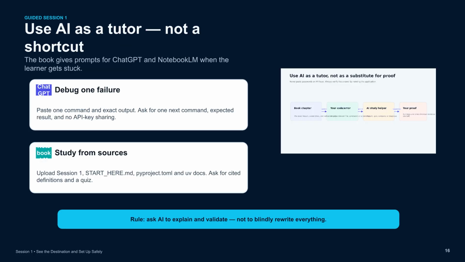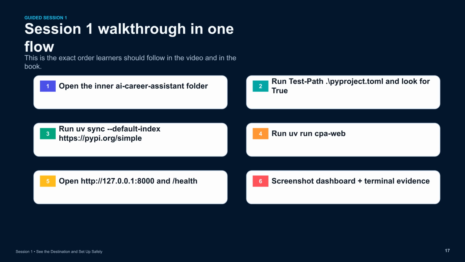Throughout this video, remember to use AI as a tutor, not a shortcut. If you get stuck, use prompts to help debug specific errors or clarify definitions from the source files. The key rule is to ask the AI to explain and validate your approach rather than asking it to rewrite everything for you. This is a summary of the workflow.